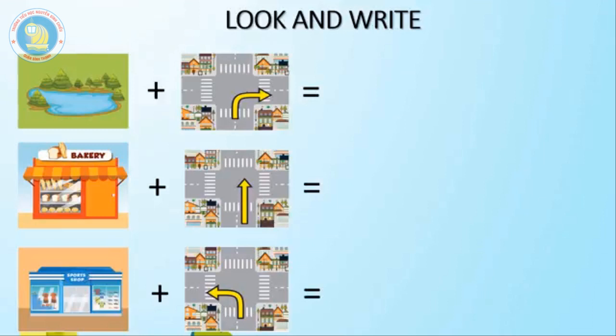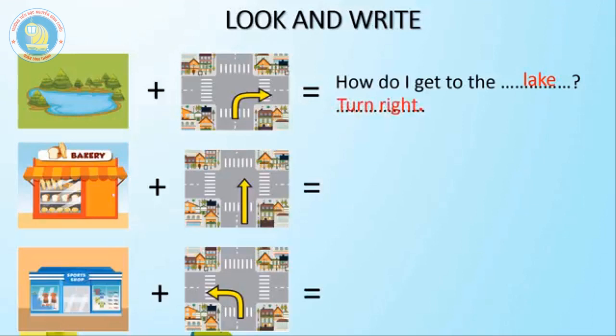Everyone, you look and write. First, you look at the picture. Then, you look at the sentence. And you write some words on the blank. For example, how do I get to the blah, blah, blah? You look at the picture. Where is it? Lake, that's right. And then, you write lake on the blank. How do I get to the lake? That's right. Continue. You look at the picture. And then you write, turn right. Okay, very good.